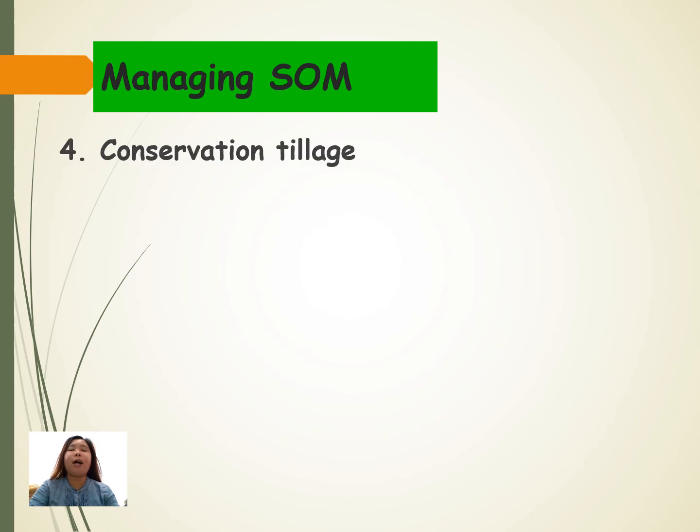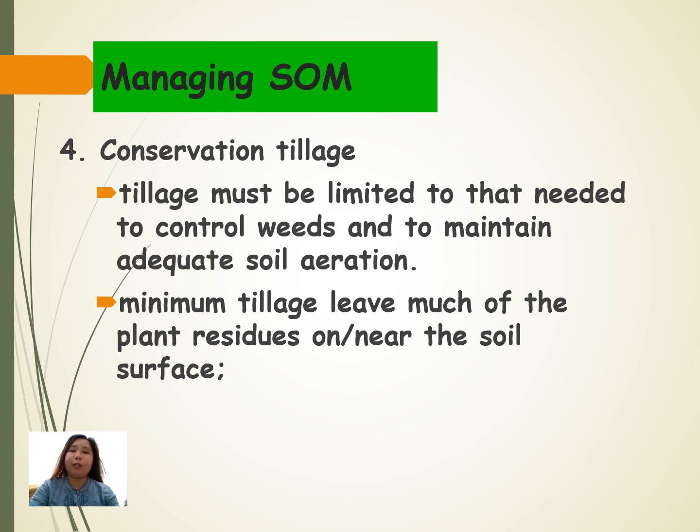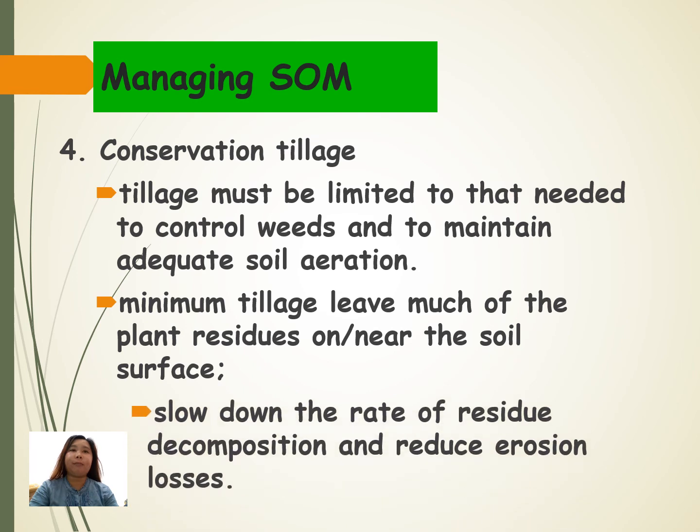You could also practice conservation tillage. So the tillage must be limited to that needed to control weeds and to maintain adequate soil aeration. An example of conservation tillage is minimum tillage. Minimum tillage can leave much of the plant residues on or near the soil surface. It can slow down the rate of residue decomposition and reduce erosion and losses.